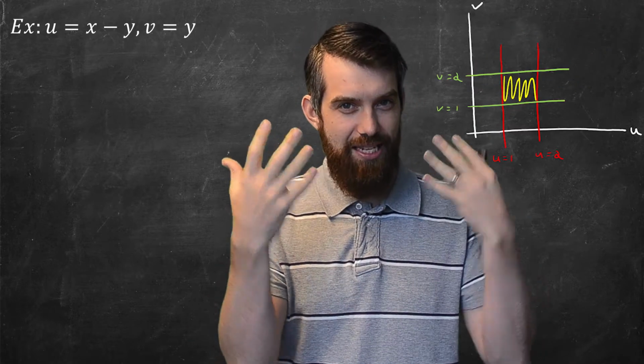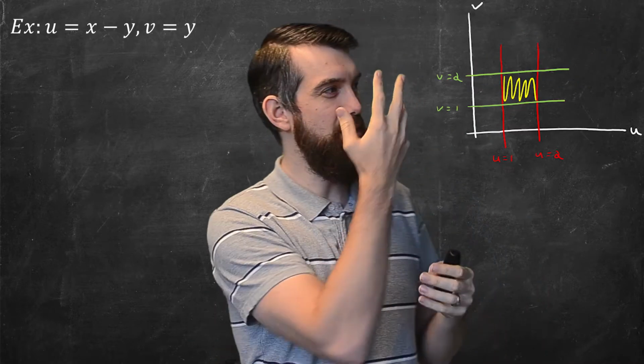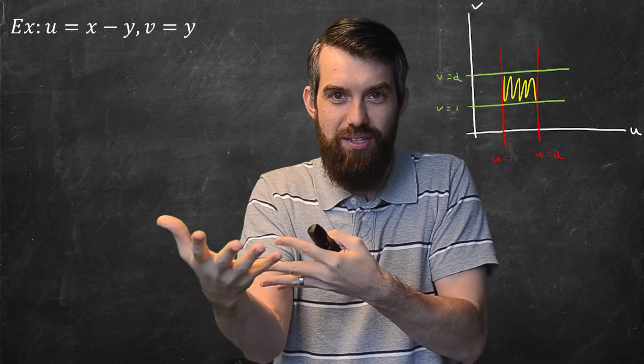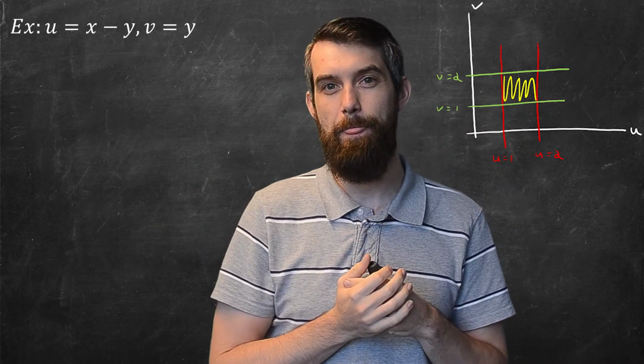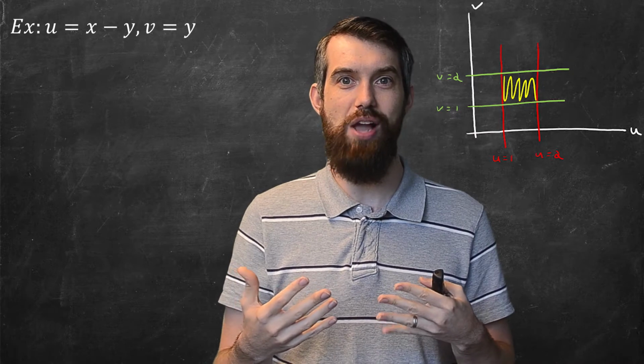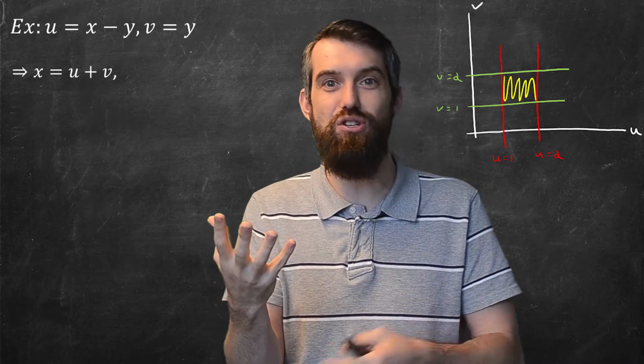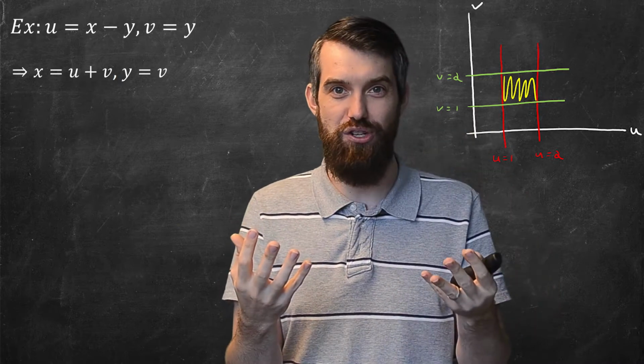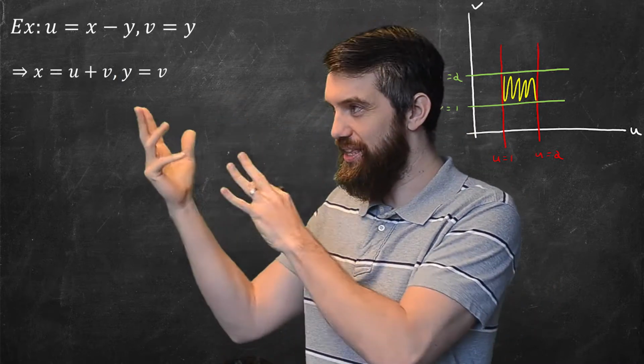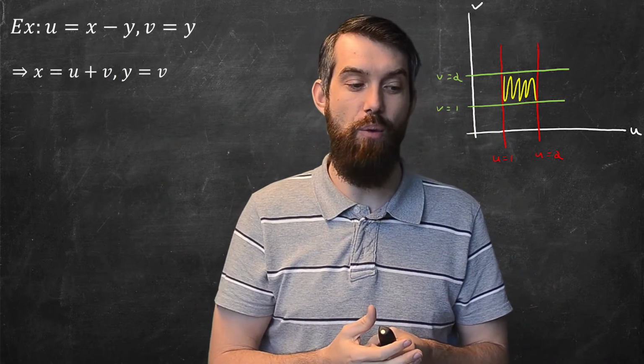And then if I take that exact same region, I now represent it in the UV coordinate system. It looks a lot nicer. First thing I want to do is try to write it in the way that's compatible with my formulas, where I had x as a function of u and v and y as a function of u and v. So I'm just going to take these formulas and rewrite them in that way.